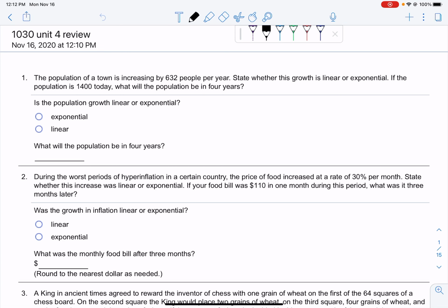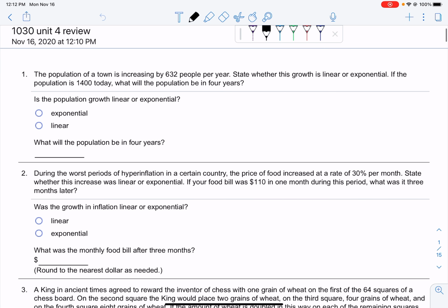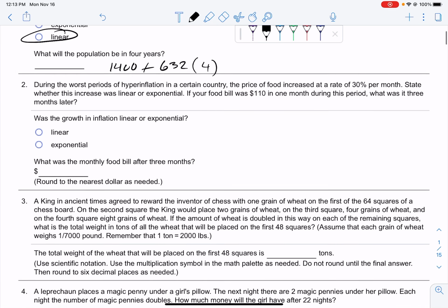All right, guys, so quick review of, I guess, the review questions. Number one, the population of a town is increasing by 632 people per year. Since it's increasing by a number, not a percent, we know that it's linear growth. And what will the population be in 4 years? It's starting out at 1,400, and it's increasing by 632 people every year for 4 years. So I can either add 632 4 times, or I can just times it by 4 and then add it to the 1,400. Either way, you come up with the same answer.